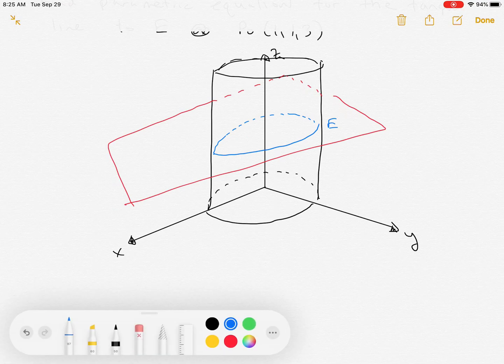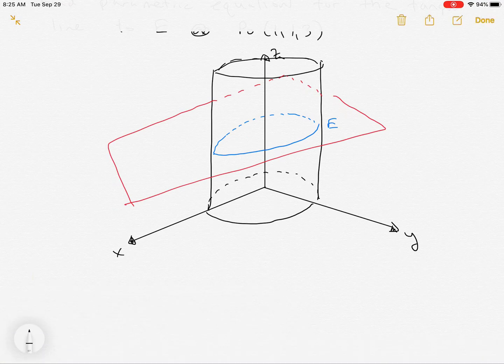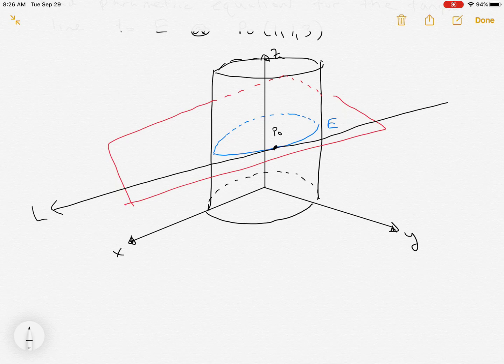Okay, so the point in question is, where is it? I lost it. There it is, P naught. So here's P naught. It's 1, 1, 3. And what the problem is asking is to find the equation. So here's the tangent line here. We're going to call it L, right? So we want the equation of this line.